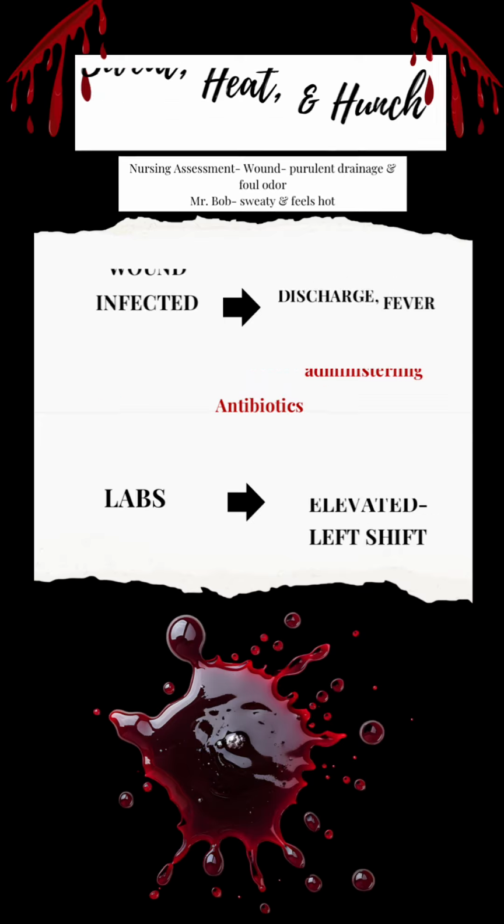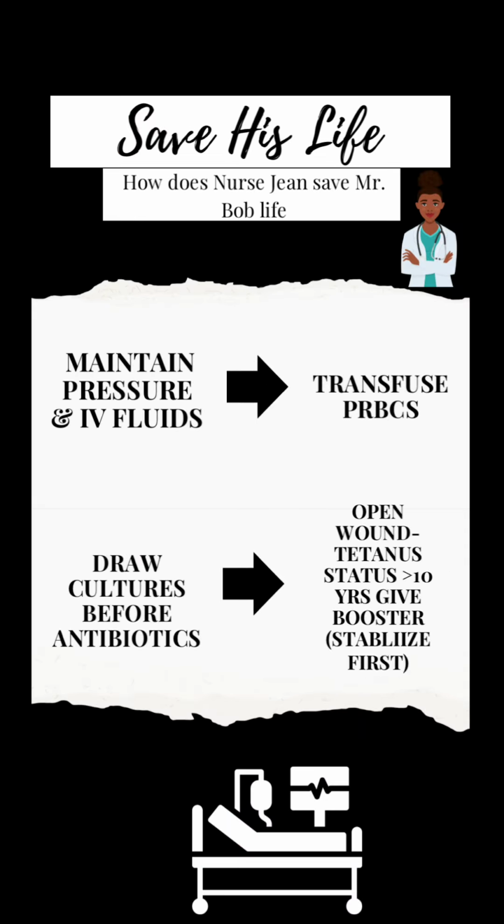So how does Nurse Jean save Mr. Bob's life? She maintains pressure to the bleeding site and starts IV fluids. She prepares him for a blood transfusion. Since an infection is suspected, she draws cultures before starting antibiotics when feasible. He has an open wound. She will check his tetanus status, and if it's been greater than 10 years, she will give him a booster. She will do this once he is stabilized.